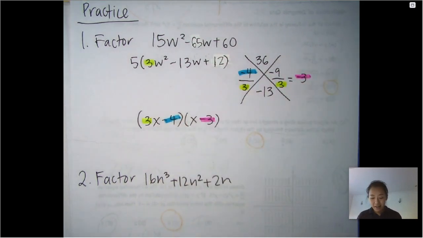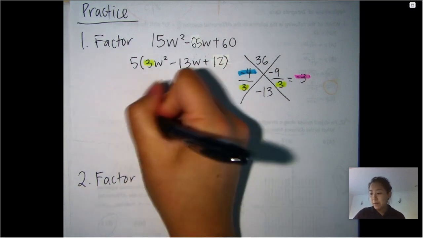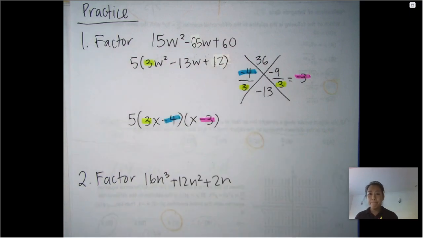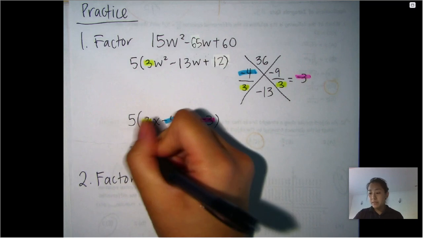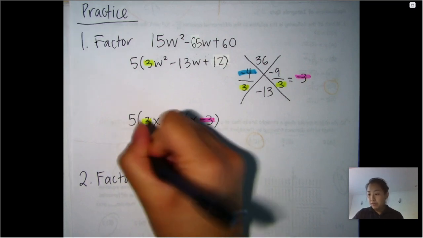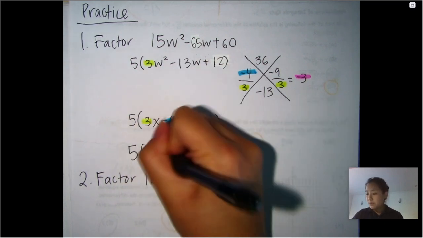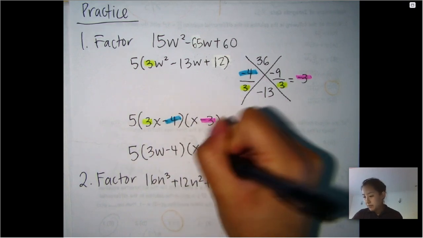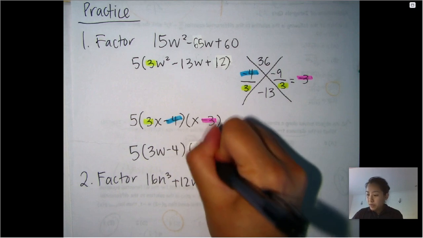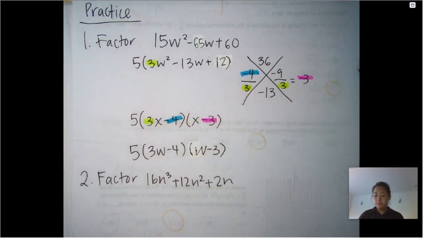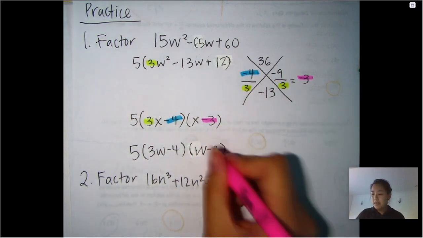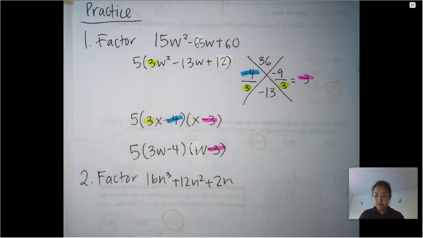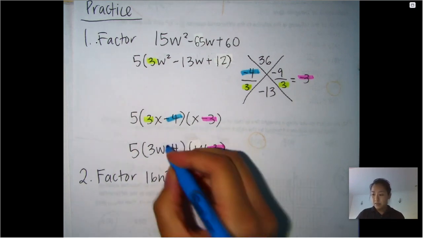Well, what did I forget? Yep, I forgot that greatest common factor. Don't forget that greatest common factor from the beginning. Always write that in. Okay, I also made a spelling error. That's a W over there. So it's 5 times 3W minus 4 times W minus 3. Okay, and just to reiterate, this is the minus 3. This is the minus 4.